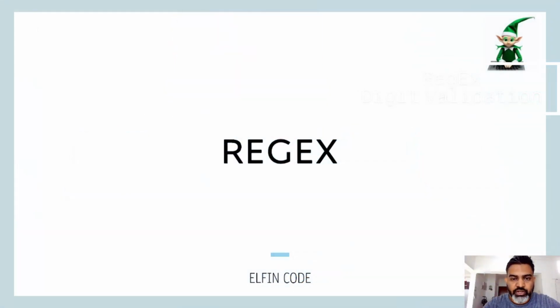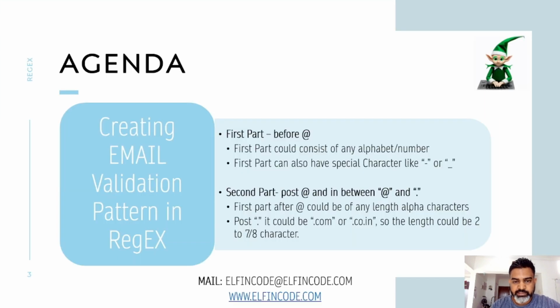Welcome back. So today we will be checking how we can validate or extract email ID from any given paragraph. For this we will be using regex operation, and we will be creating a pattern which we will be using along with the regex method to extract the email from the paragraph. Okay, so let us see.